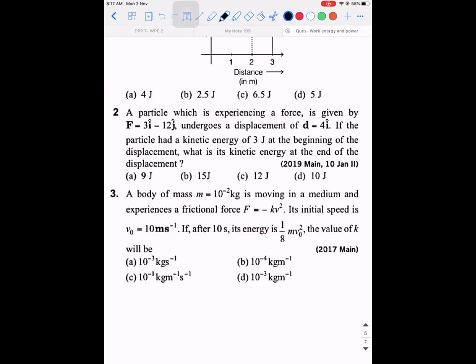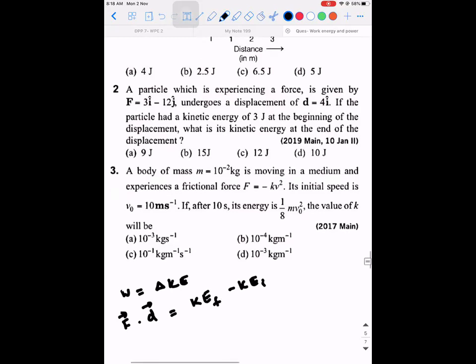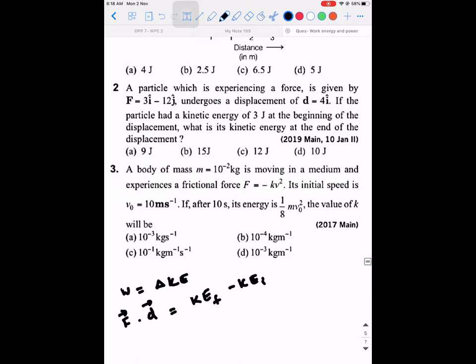Again, force is there, displacement is there, and kinetic energy. What can you think of? Work energy theorem, sir. Yes, tell me how to do work. So work done is equal to change in kinetic energy. So what is the work done in the case of constant force? F vector into displacement vector. F vector dot d vector, it is a dot product because of cos theta, is equal to change in kinetic energy, which is final kinetic energy minus initial kinetic energy. What is F vector dot d vector in this case?